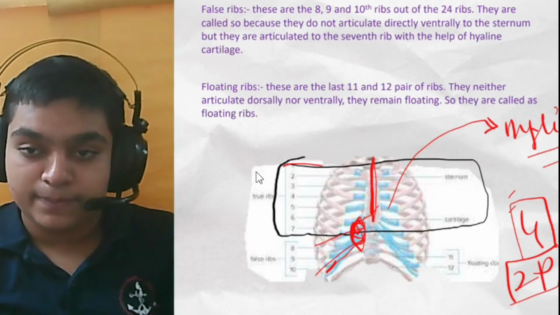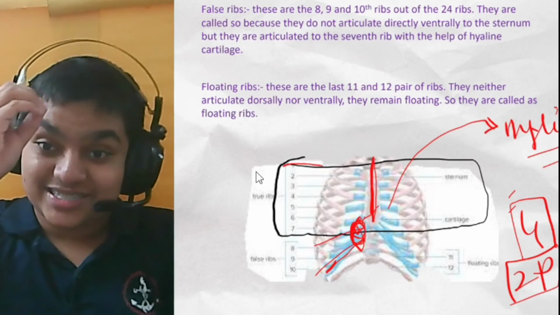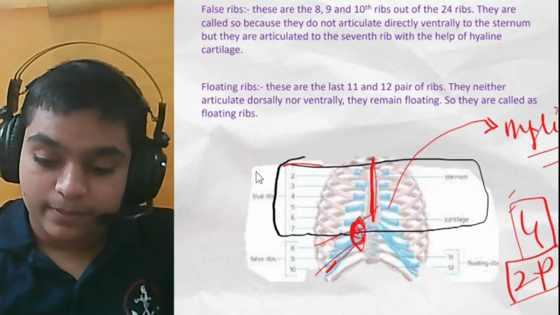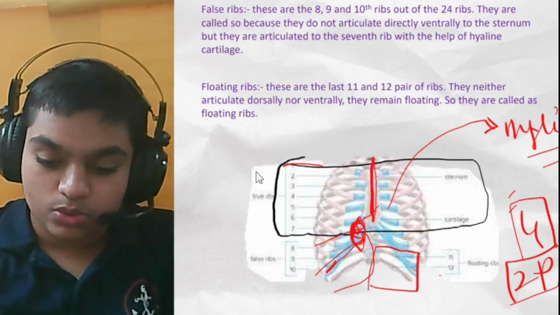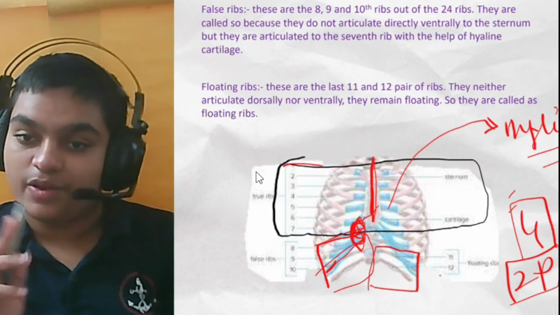So in order to keep you on the safe side, please read the question whether they asked pairs or number. If they ask number, put 4. If they ask pairs, put 2. Why I am telling you 4 is, there are 2 on this side, there are 2 on the left side, 2 on the right side. So that is why we put 4.